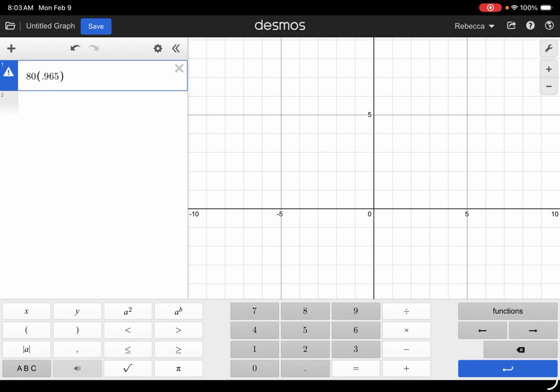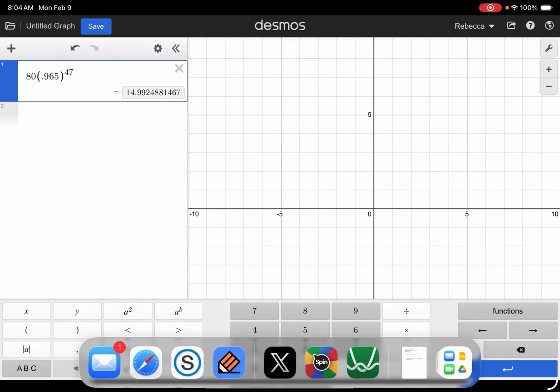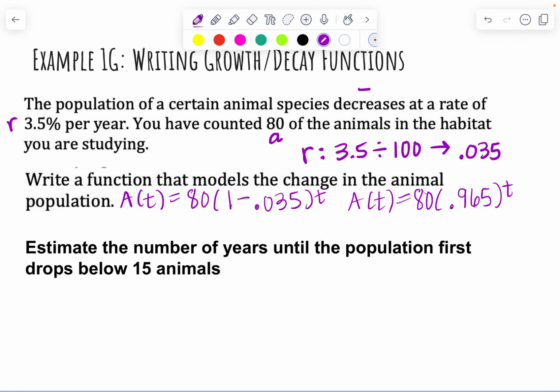So now my next guess is going to be somewhere between 40 and 50. I'm just going to choose 45. There are 16 animals left after 45 years. After 46 years, almost less than 15. After 47 years, it's finally going to drop below 15. So again, I just guessed and checked. I just put numbers in and kept checking until my answer was less than 15. So it's going to be about 47 years.